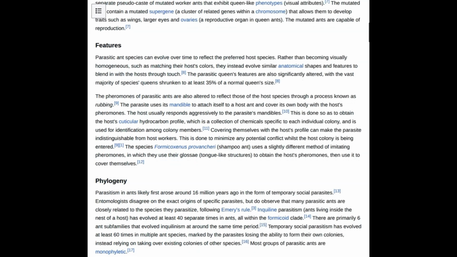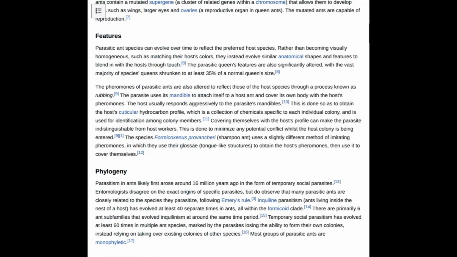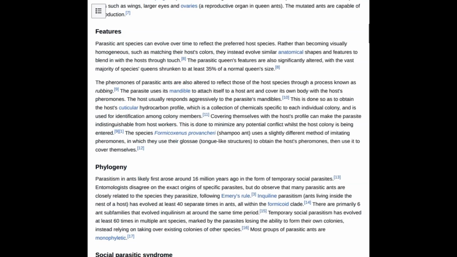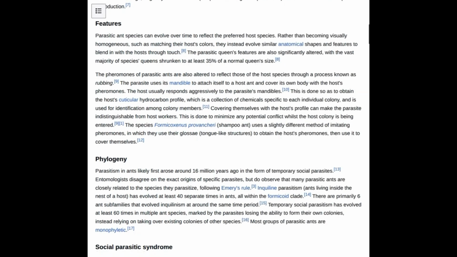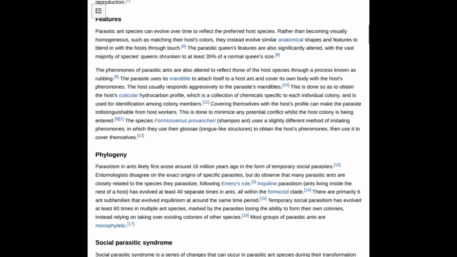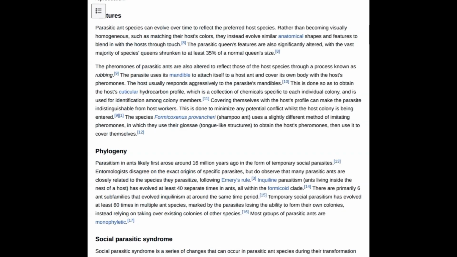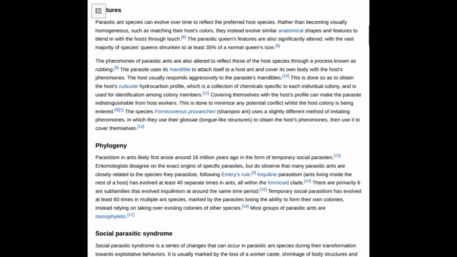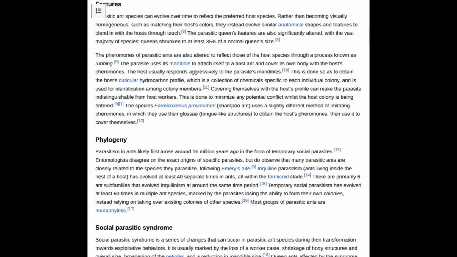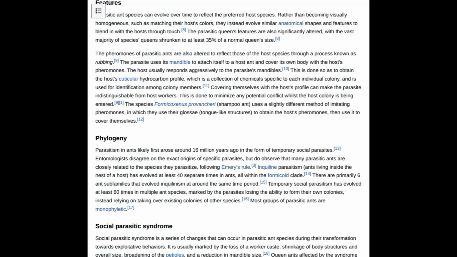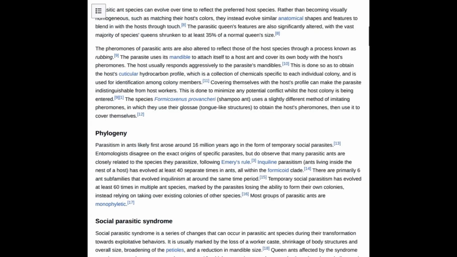The pheromones of parasitic ants are also altered to reflect those of the host species through a process known as rubbing. The parasite uses its mandible to attach itself to a host ant and cover its own body with the host's pheromones. The host usually responds aggressively to the parasite's mandibles. This is done so as to obtain the host's cuticular hydrocarbon profile, which is a collection of chemicals specific to each individual colony, and is used for identification among colony members. Covering themselves with the host's profile can make the parasite indistinguishable from host workers. This is done to minimize any potential conflict whilst the host colony is being entered.